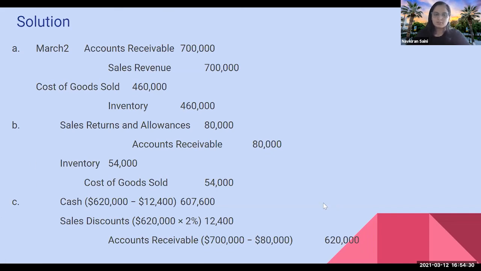So any questions on how we can calculate the net discount, net sales revenue, or accounts receivable?